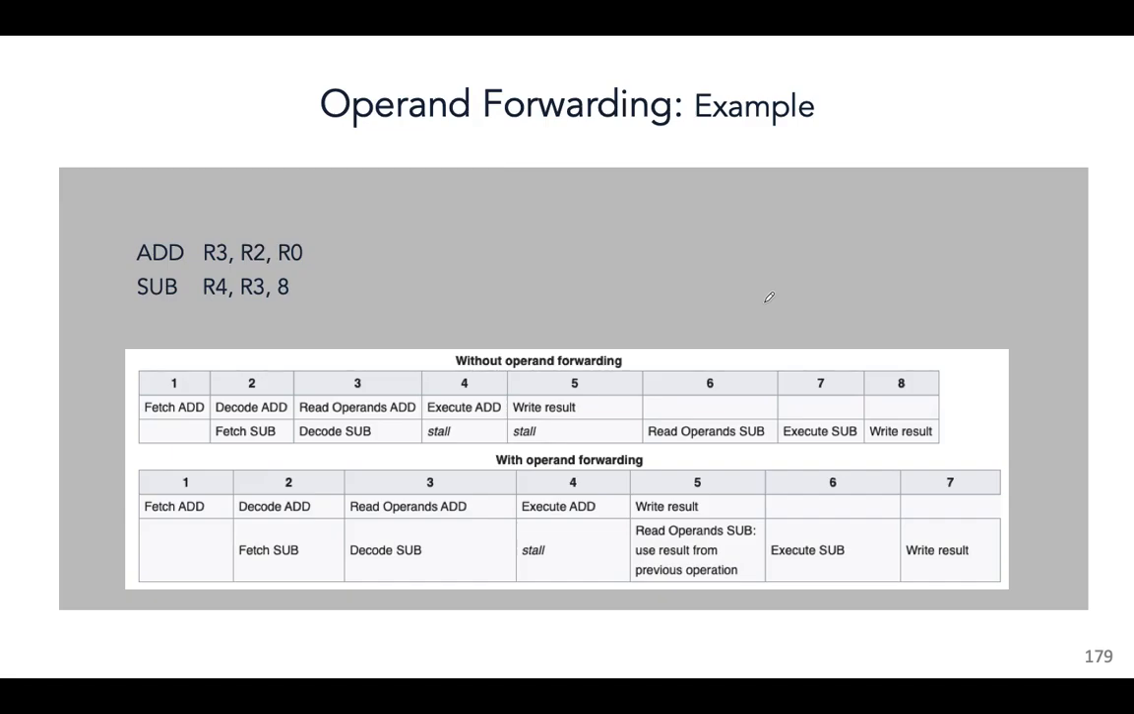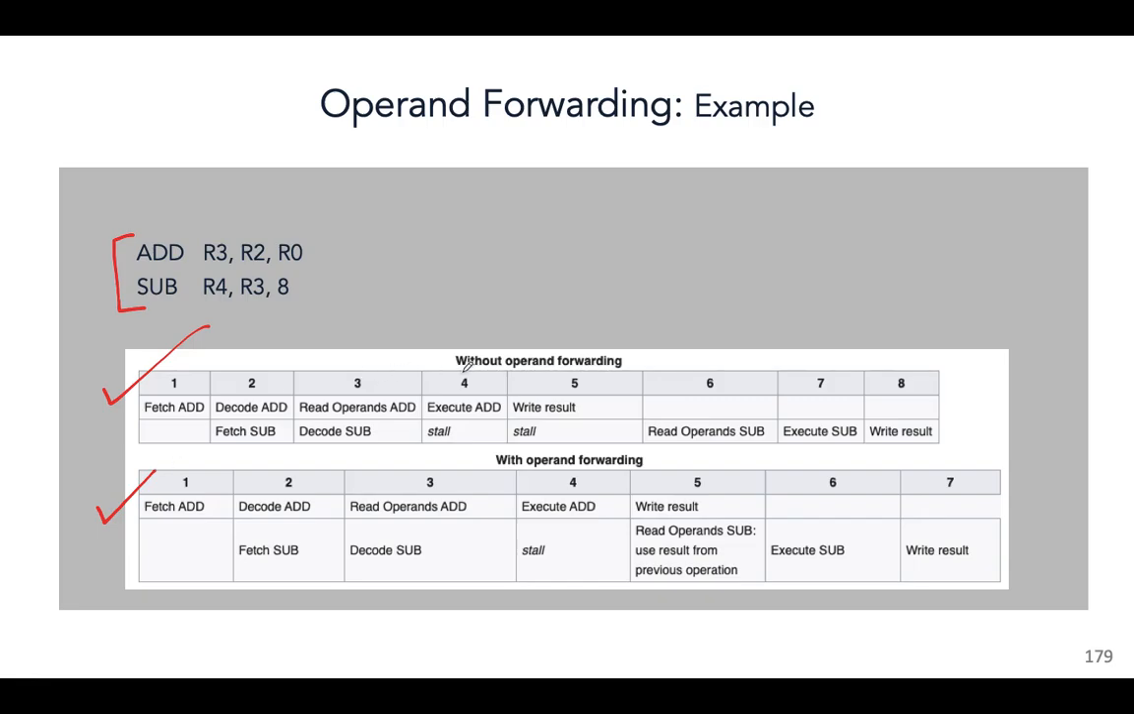All right, suppose we have two instructions, add and subtract. In the add instruction, the contents of R2 and R0 are added, and the result is stored in R3. And then there's a subtract instruction in which 8 is subtracted from R3 and whatever the result is, it's stored in R4.